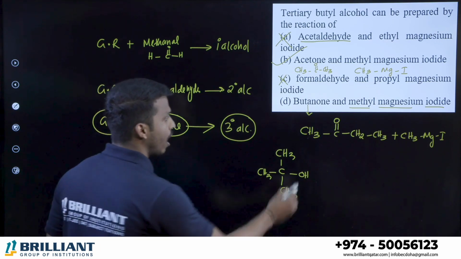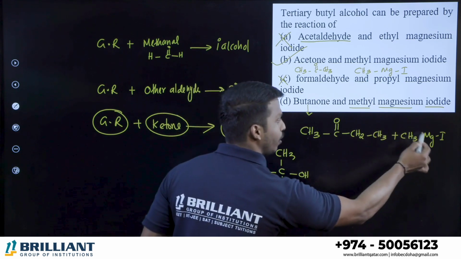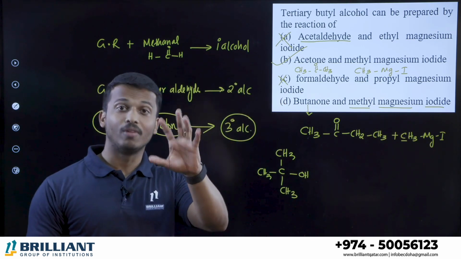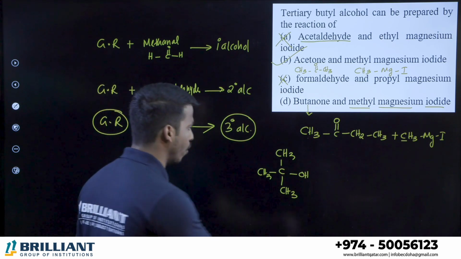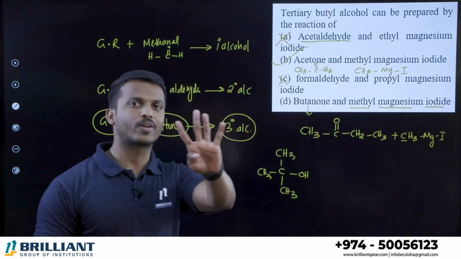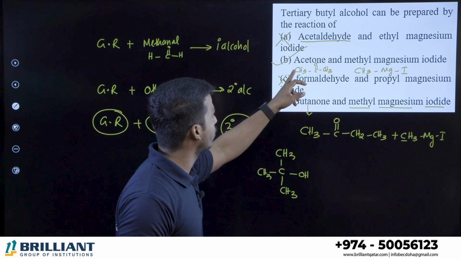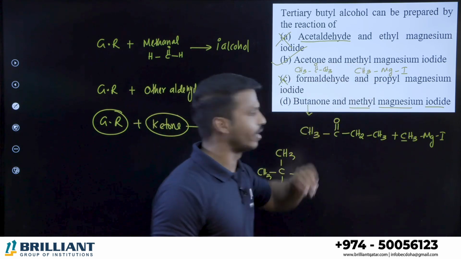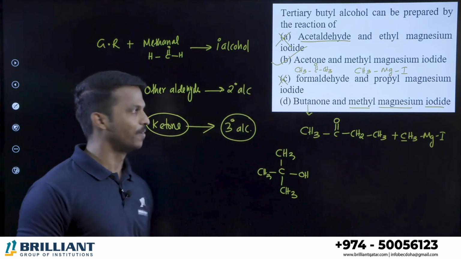We can avoid this one. Why? Because how many carbons are in your ketone? 1, 2, 3, 4. How many carbons in your Grignard reagent? 1. Total 5 carbons are there, and you will get it in your product. But do you need 5 carbons in your product? No, only 4 carbons is enough. This is obtained only from acetone, because acetone contains 3 carbons and the Grignard reagent contains 1 carbon. Total 4. So option B is the only matching one.